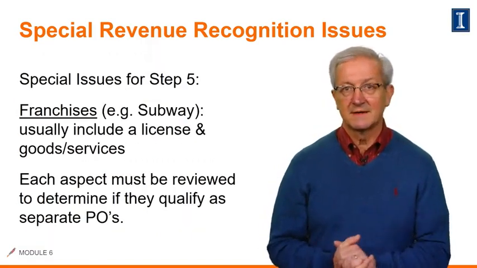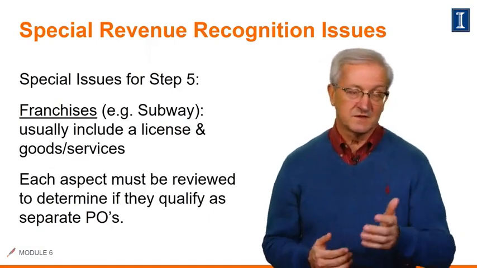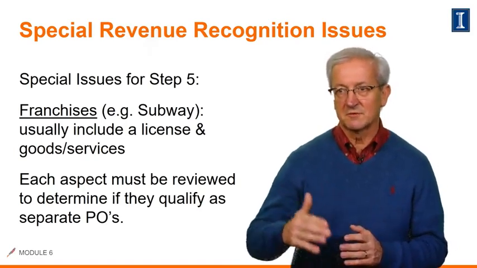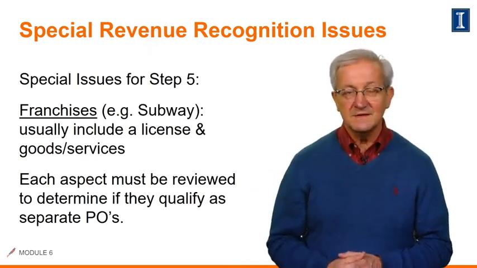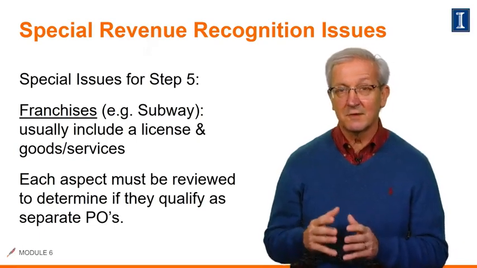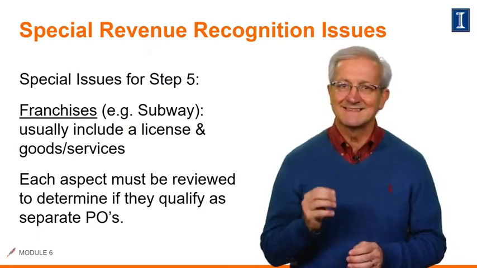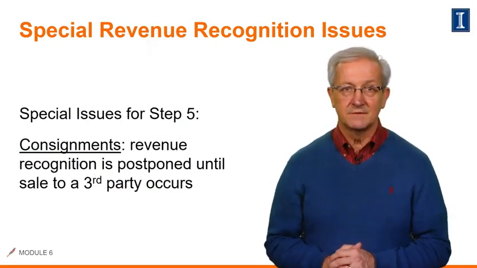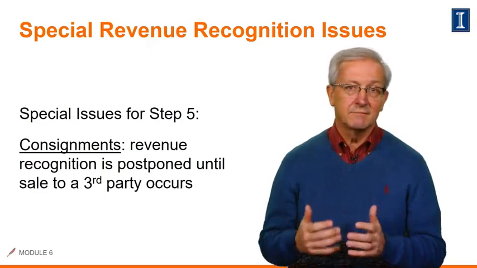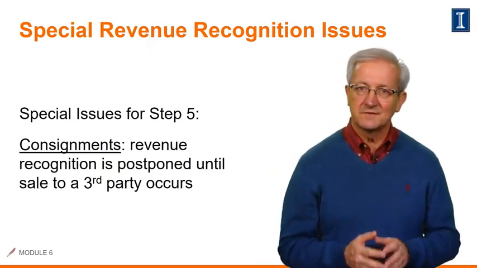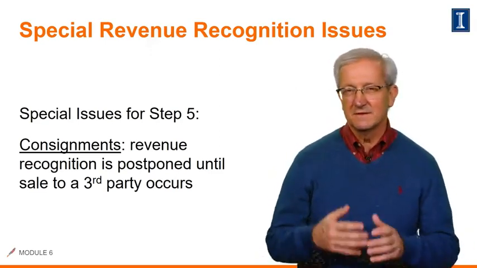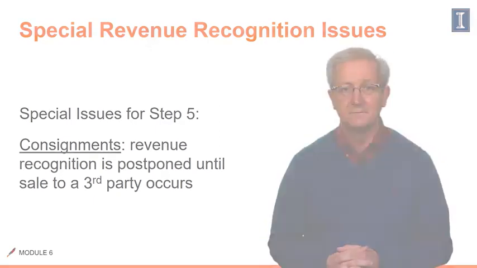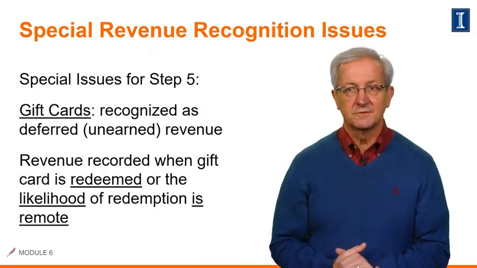Our second item related to step 5 issues is franchises, such as Subway restaurants. Usually this includes a license as well as various goods and services that must be utilized in the franchise. Each aspect of these franchises must be reviewed carefully to determine if they qualify as separate performance obligations. Our third item related to the step 5 issues are consignments. Here the revenue recognition is postponed until the actual sale to the third party. This is an example we're going to discuss a lot further when we get into inventory issues later in this course.